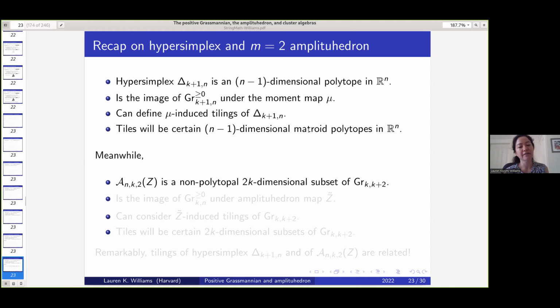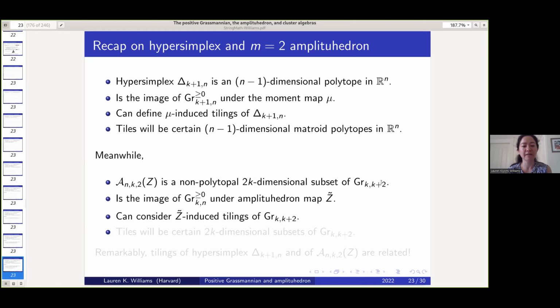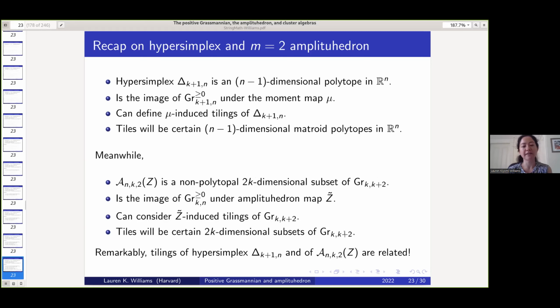Now, on the other hand, the amplituhedron, when m is 2, is a non-polytopal 2k dimensional subset of the Grassmannian of k-planes in k+2 space. It is also the image of the positive Grassmannian under the amplituhedron map. And we can look at the tilings. Tiles will be certain 2k dimensional subsets of this Grassmannian. What's very surprising is that tilings of the hypersimplex delta k+1,n and tilings of the amplituhedron for m equals 2 are related. They're in bijection.